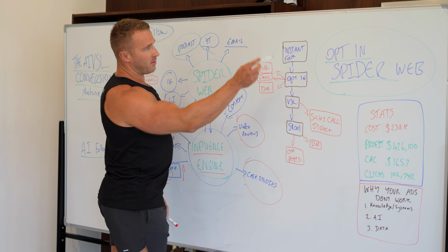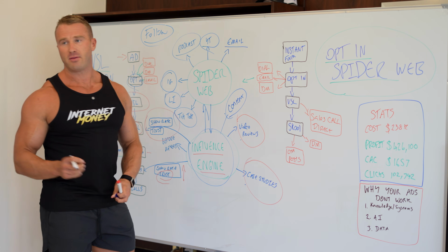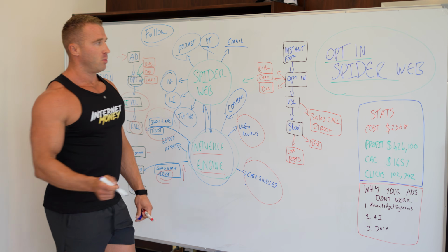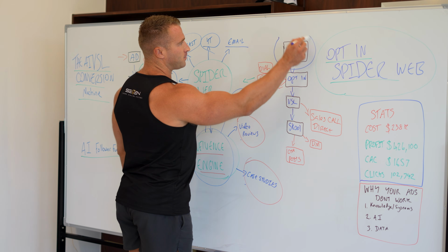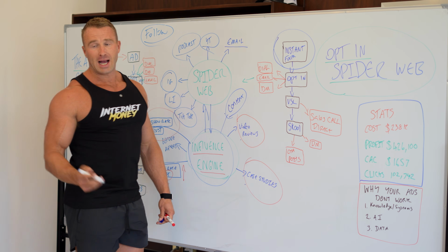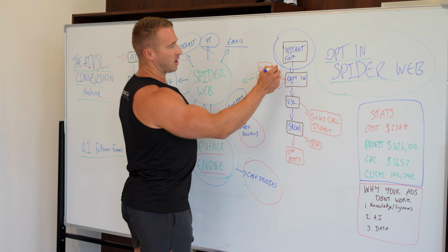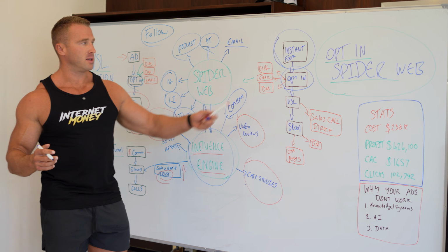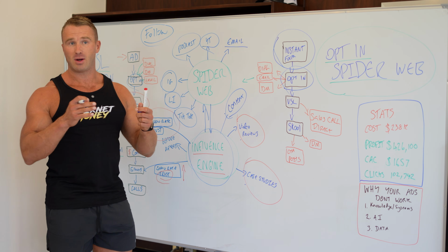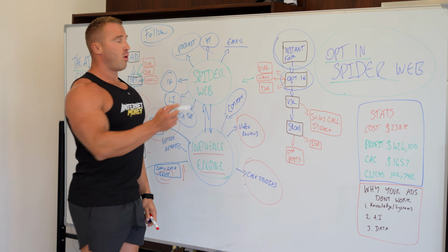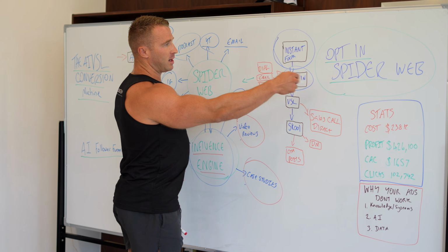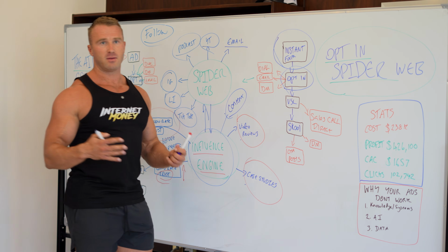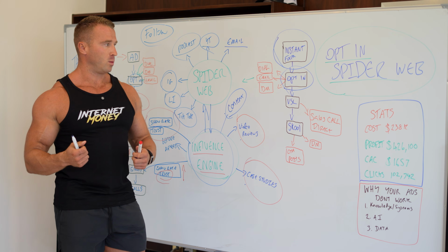Now, the last part of this ads ecosystem we have is the opt-in spider web. We run what's called an instant form ad on Facebook. You can also do this direct to an opt-in page on a funnel. However, the opt-in price tends to be slightly more expensive than an instant form, which is basically where it's auto-populated. Now, why are we running this type of opt-in? This is essentially for a lead magnet. We're pulling people into our world.